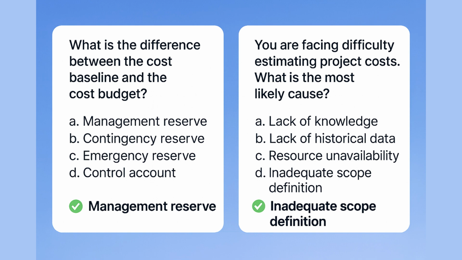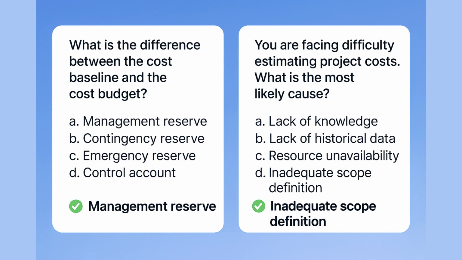If your cost baseline is like a car's fuel tank, the planned fuel for the journey, then your management reserve is the spare canister in the trunk just in case you run into a problem. Together, they make up your total cost budget. Cost budget is actually cost baseline plus management reserve.